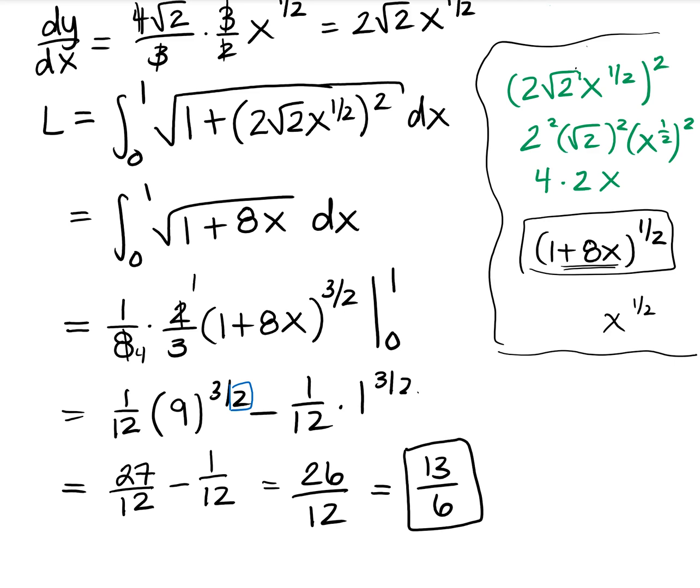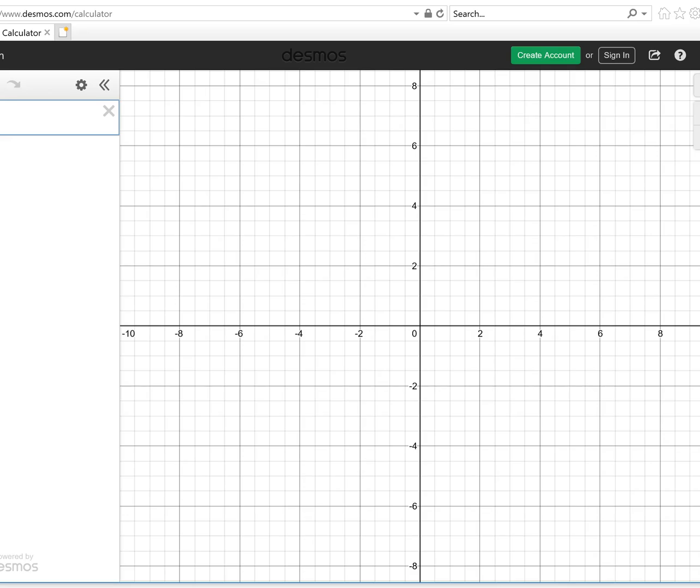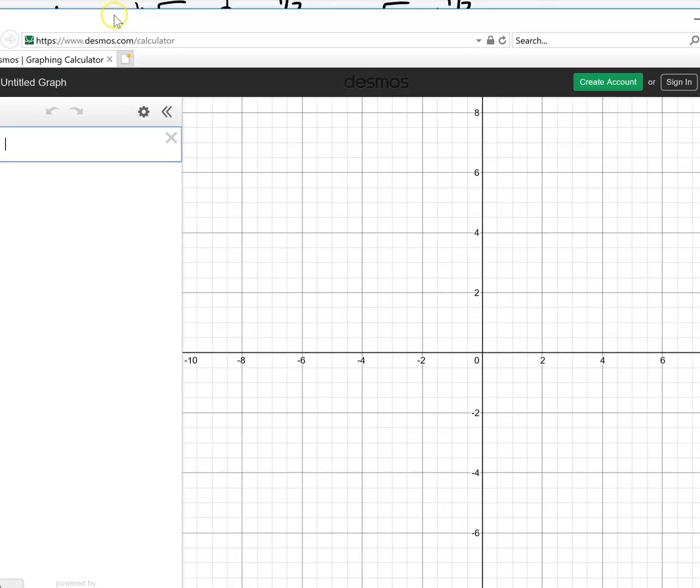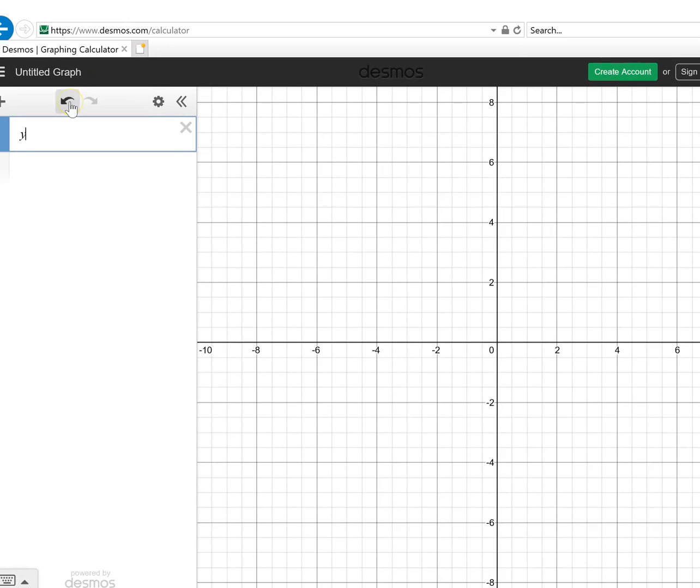Okay, so I hope that's pretty easy. I hope that kind of makes sense what we did there. Let's look at the graph of this and kind of see the length of the curve that we found. All right, so I'm just in Desmos here. So I'm going to do y equals 4 and then do SQRT for the square root of 2 divided by 3, x to the 3/2, and then minus 1.